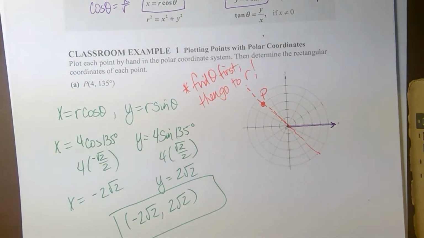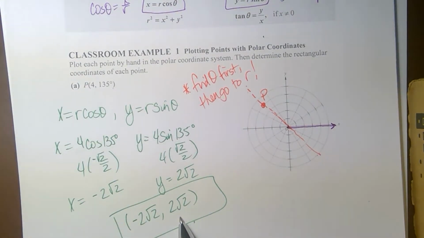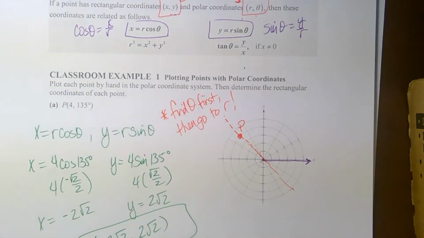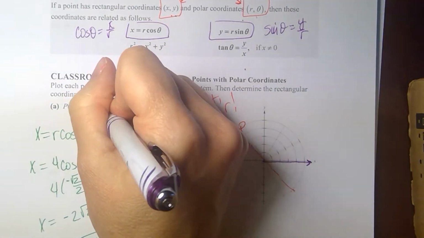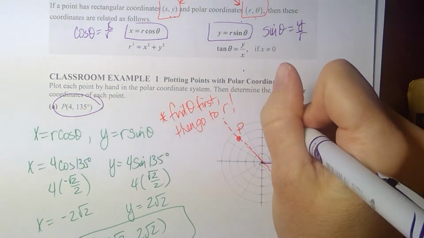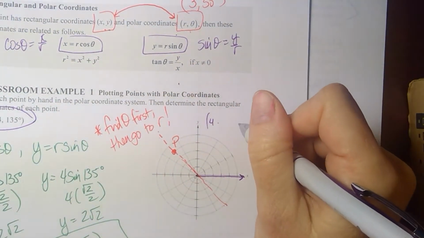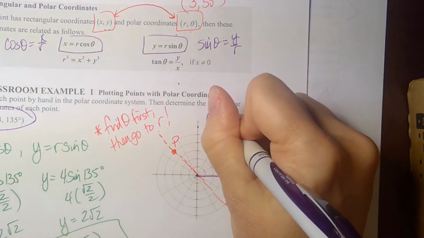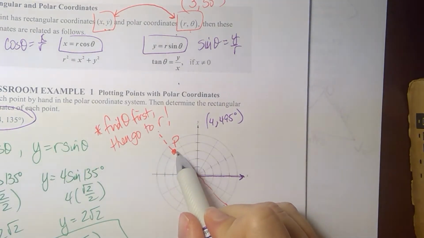And I write it as an ordered pair. This is the only possibility for my rectangular coordinates for this point. But remember, I told you I have an infinite number of possibilities for the polar coordinates for that point. I have 4, 135. What else could I have? Well, I could go another rotation. 135 plus 360 is 495. So that is another set of polar coordinates that give me point P.